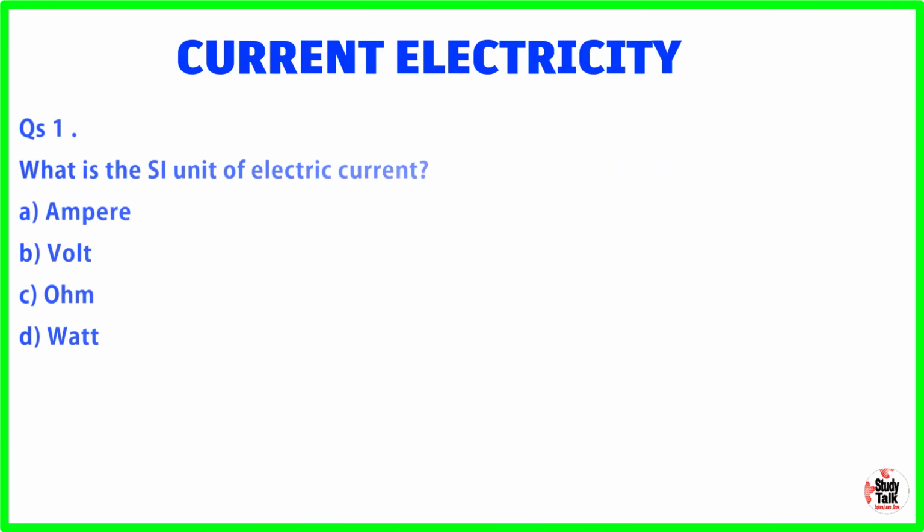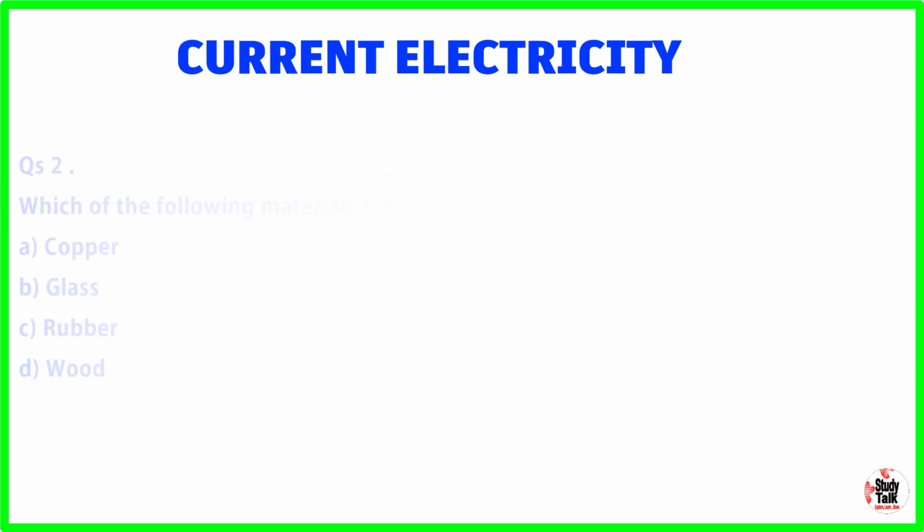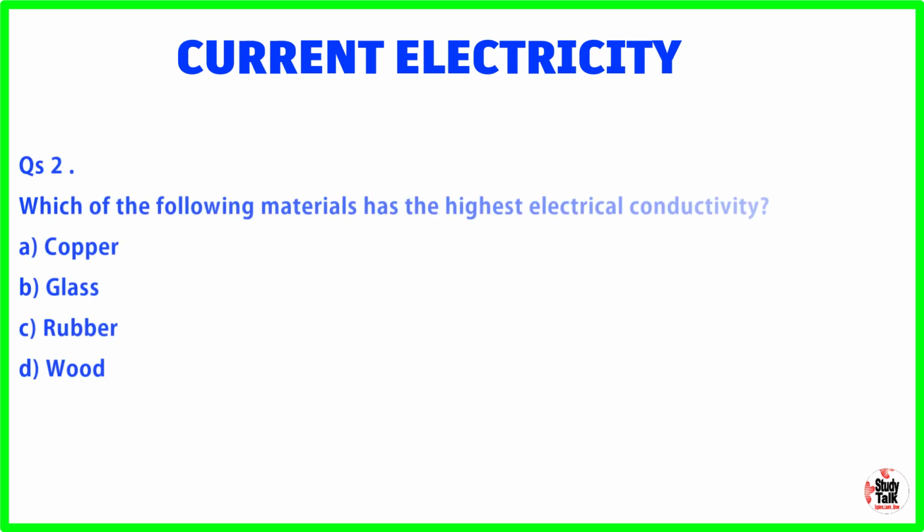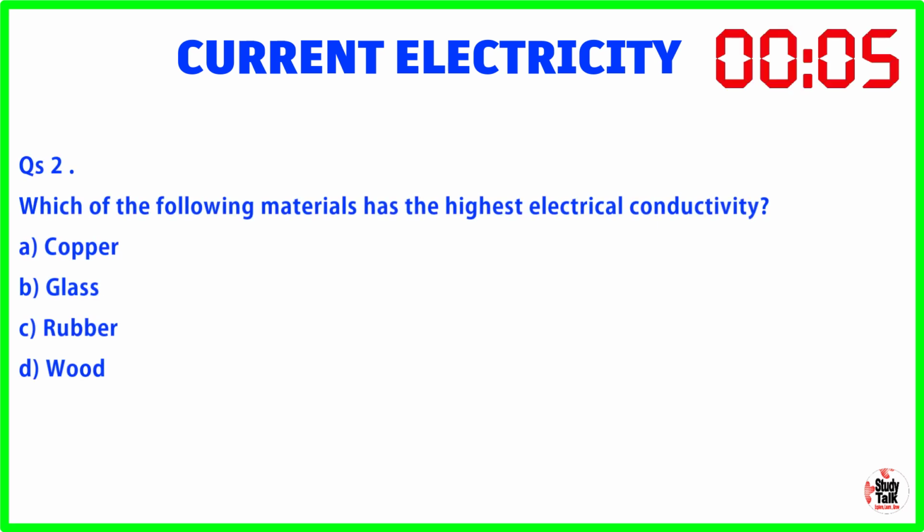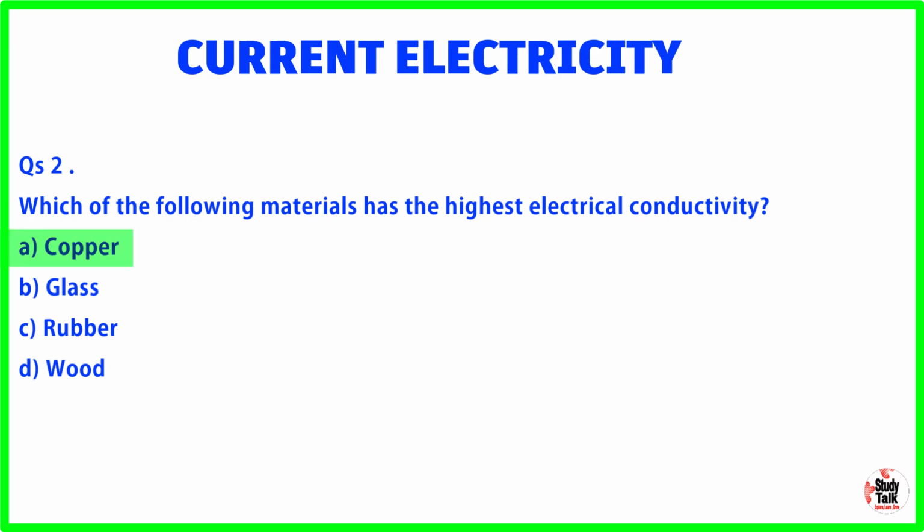What is the SI unit of electric current? Ampere. Which of the following material has the highest electrical conductivity? Copper.